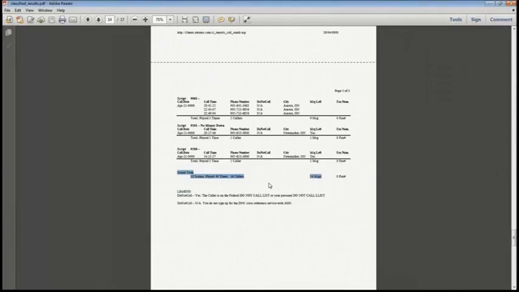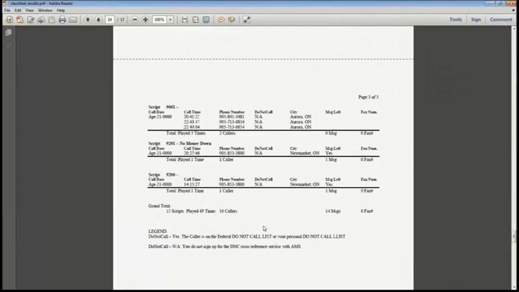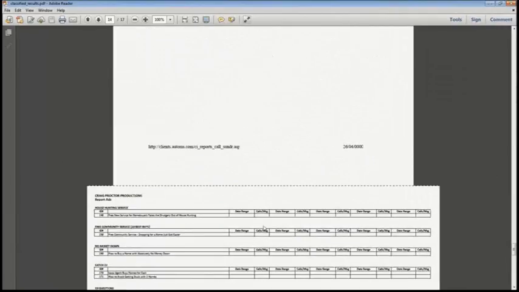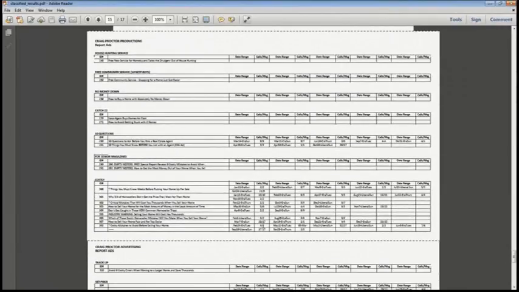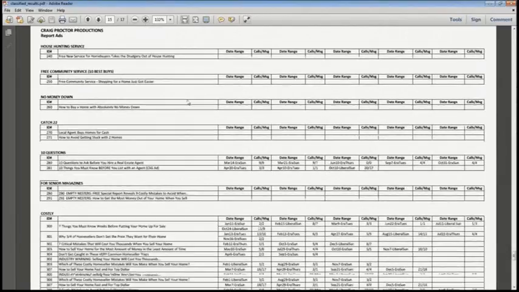So for that particular period of time, there were 15 scripts played 49 times. There were 16 different callers, and I got 14 messages. That's pretty good, right? 16 unique callers left 14 messages. These are really good leads.